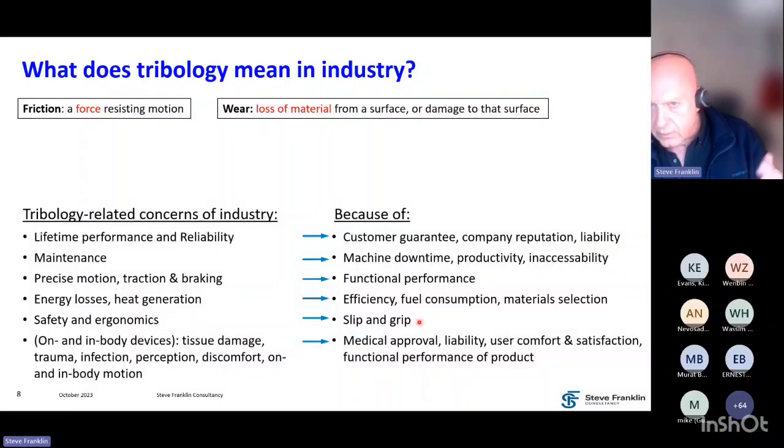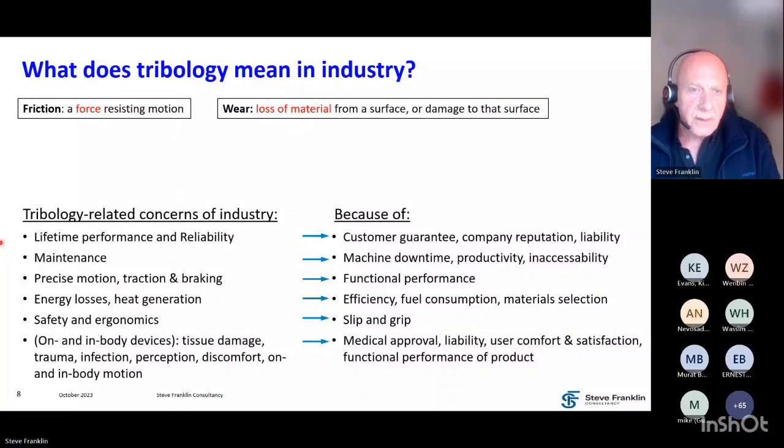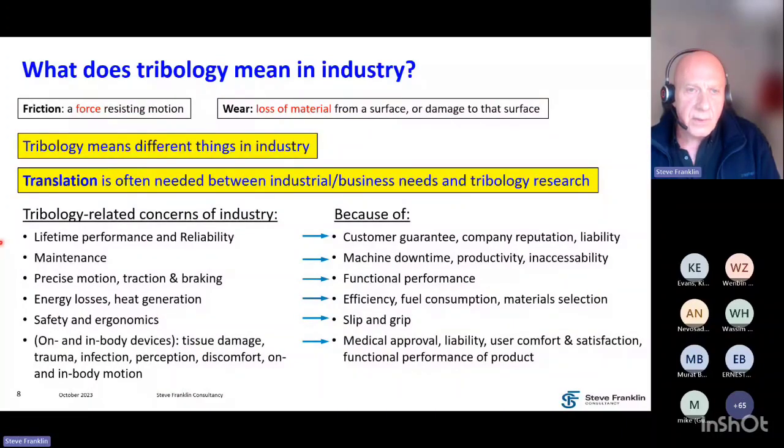And you can explain why they're important for industry. But you don't see the words friction and wear or tribology appearing there. So, in other words, tribology means different things in industry, and you often need to translate between the industrial and business needs, which are listed here, and what is important for tribology research. There's often a translation needed there.